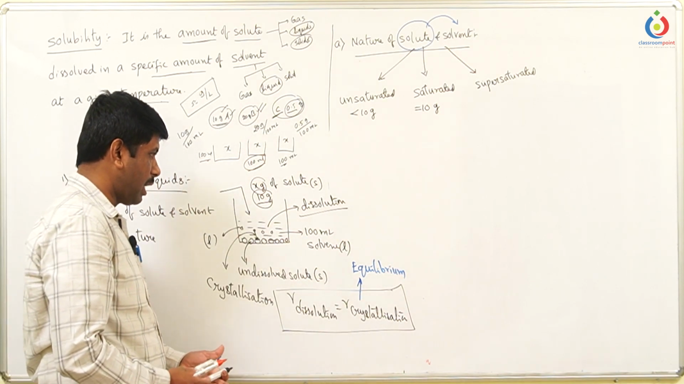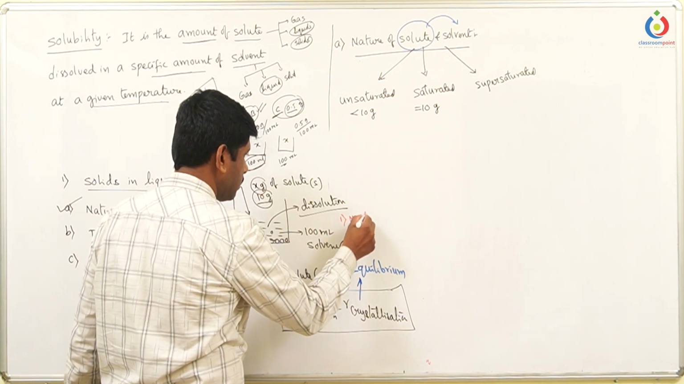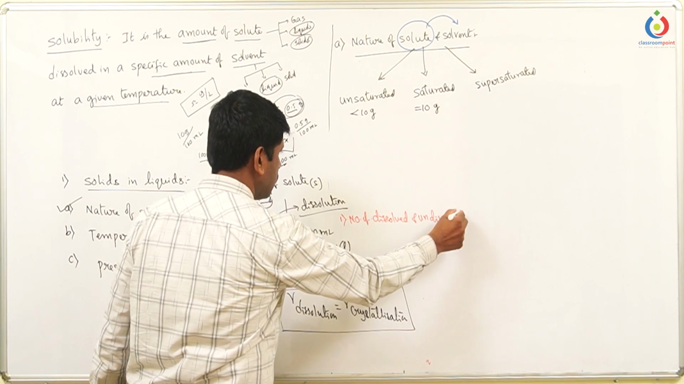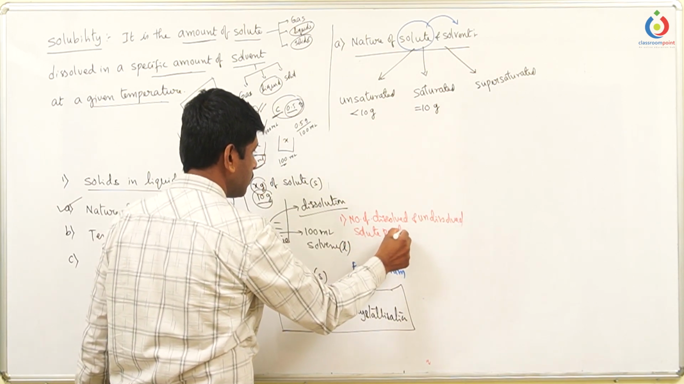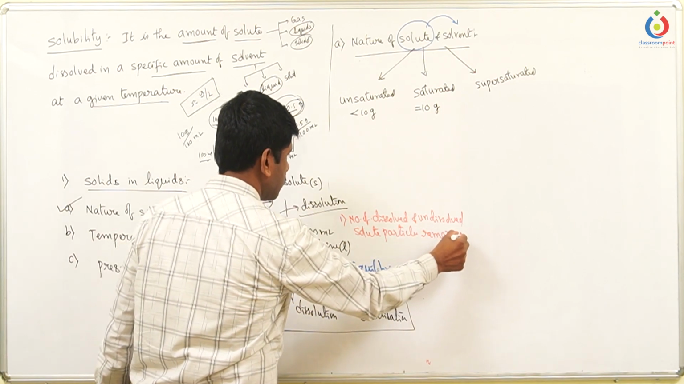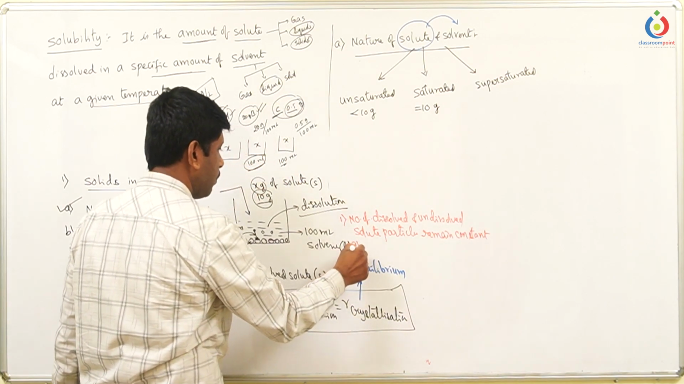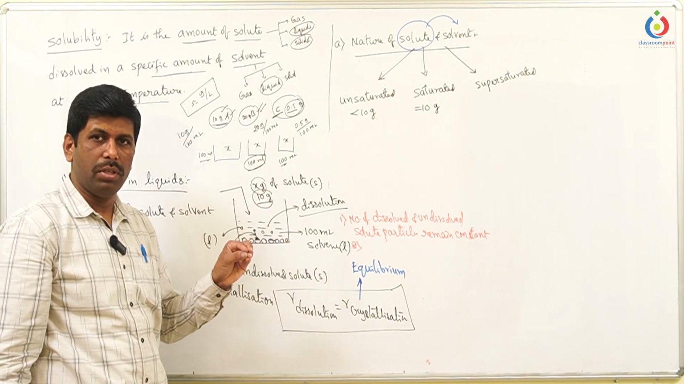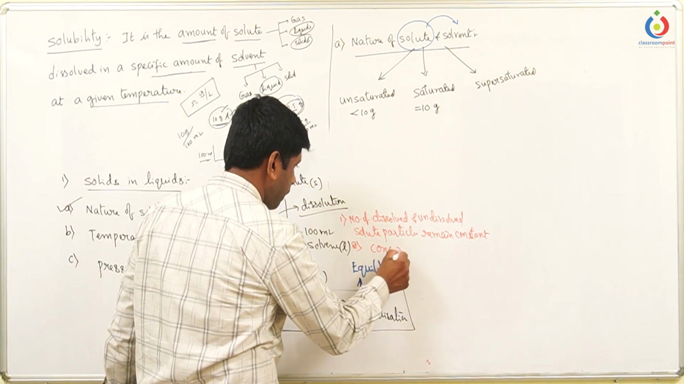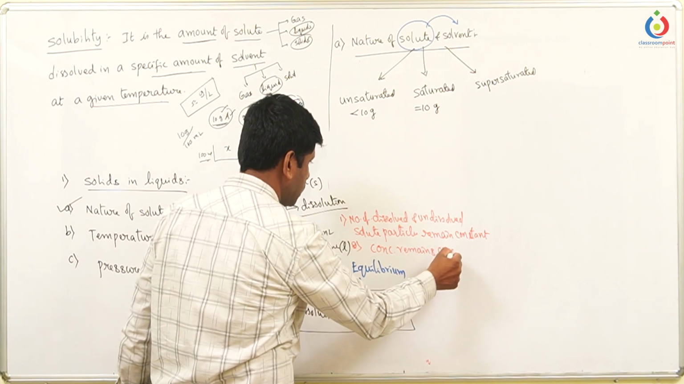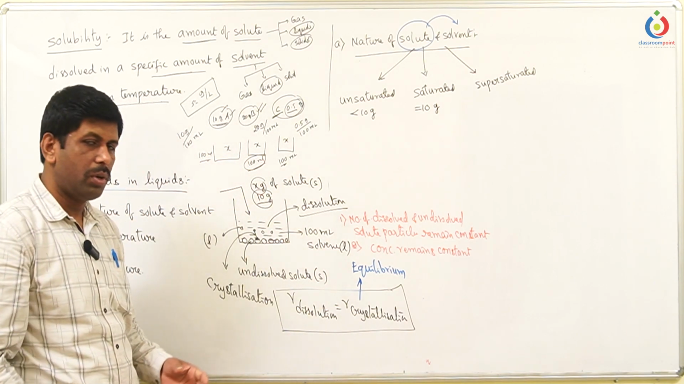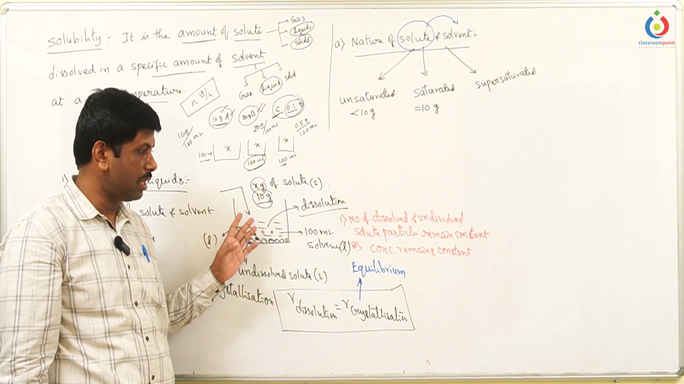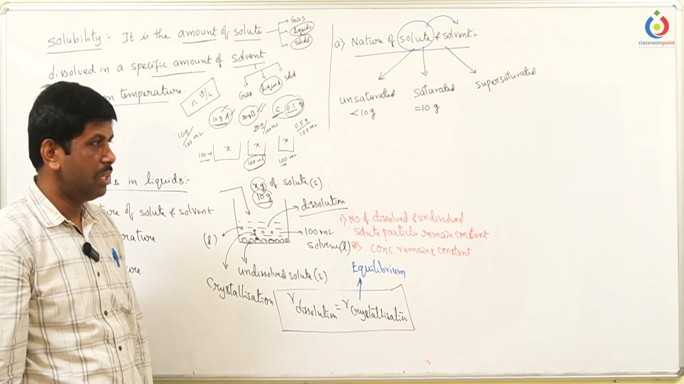So at equilibrium, which parameters are constant? The number of dissolved and undissolved solute particles remain constant. Second, when the number of dissolved and undissolved solute particles remain constant, automatically the concentration of the solution remains constant. So what is concentration? The amount of solute dissolved in a given amount of the solution is called the concentration. As the rate of dissolution is equal to the rate of crystallization, there is no change in the number of dissolved solute particles. That's why concentration also remains constant for saturated solutions.